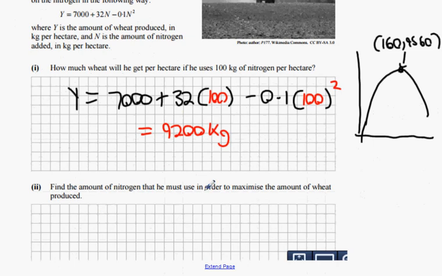Find the amount of nitrogen that he must use in order to maximize the amount of wheat produced. 160 and 9,560. Now there is a differentiable way of doing this. You should try. This is your reserve plan. You see, drawing the graph and just saying that's the peak. That's your reserve plan if you forget everything else. This is plan A I'm doing here.